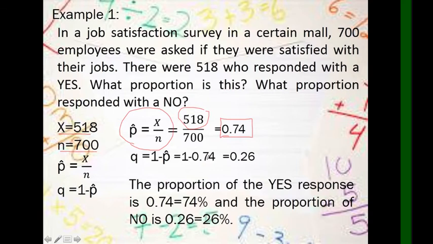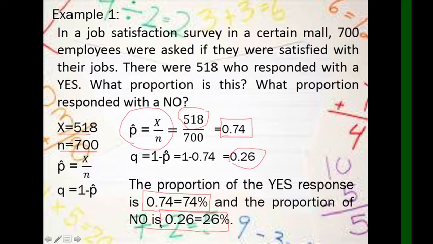So we have 1 minus 0.74, then you will get 0.26. Okay, to check, just add the two and you will get 1, or 100%. If it is not 100%, there's something wrong with your answer. So the proportion of the yes respondents is 0.74 or 74%. If you still remember the meaning of proportion, it can be expressed into percentage. And for the proportion of those who said no, that is 0.26 or 26%. That's how we get the proportion.